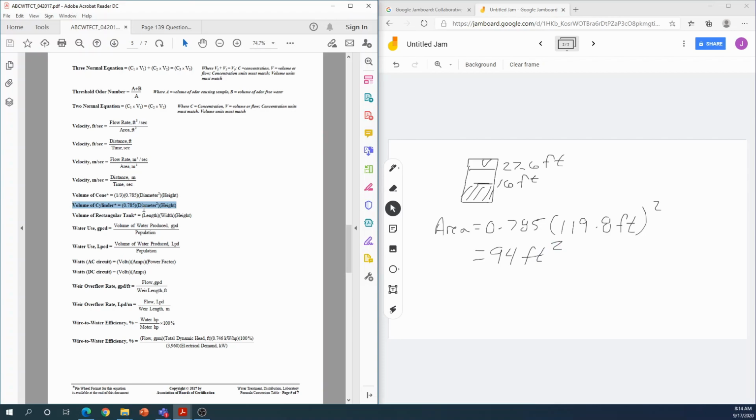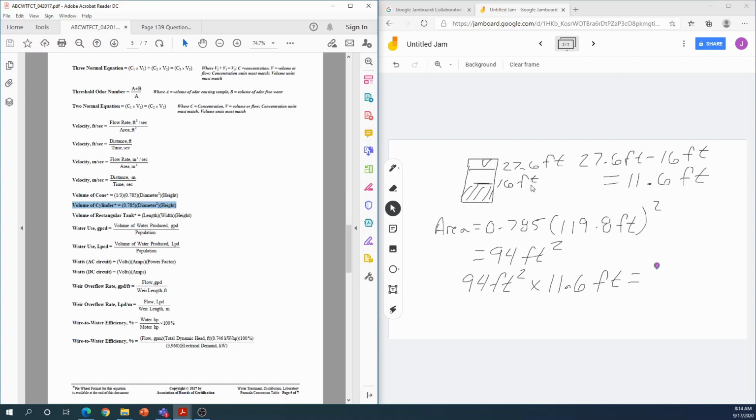And let's look at our usable storage. We know we're at a water level of 27.6 feet, but we cannot dip down below 16 feet for fire flow. So our usable height is going to be 27.6 feet minus 16 feet, which is equal to 11.6 feet of usable storage. Now the area in that tank was 94 square feet, so our volume of water is going to be 94 square feet times our usable storage height of 11.6 feet.